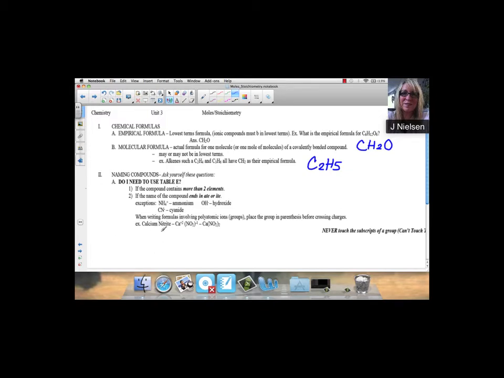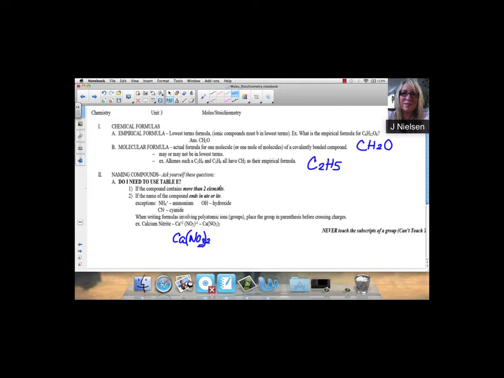calcium nitrite, calcium's +2, nitrite is -1, you're going to put this in parentheses so that when you drop the 2, it is outside the parentheses. If you write CaNO2, that's not correct because then it looks like 22. You have to have the parentheses because you're saying that for every 1 calcium you need 2 nitrites. Never touch the subscripts of a polyatomic ion. They're treated as one unit.